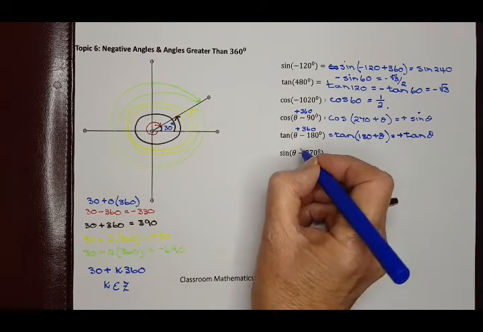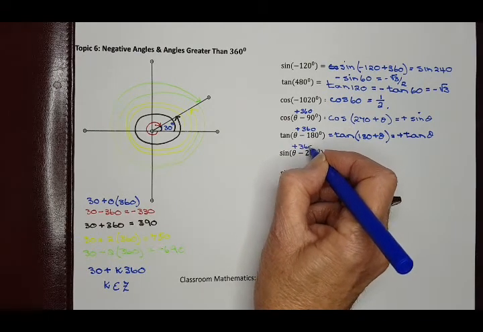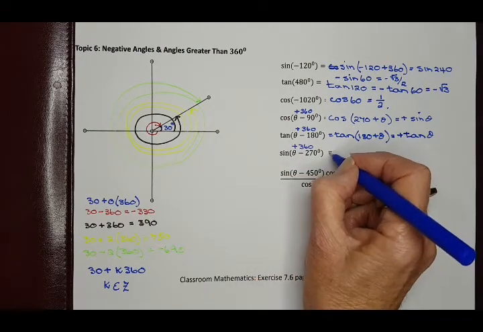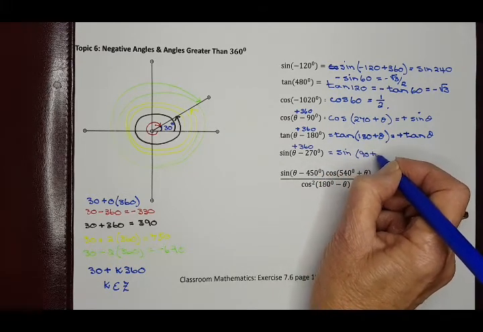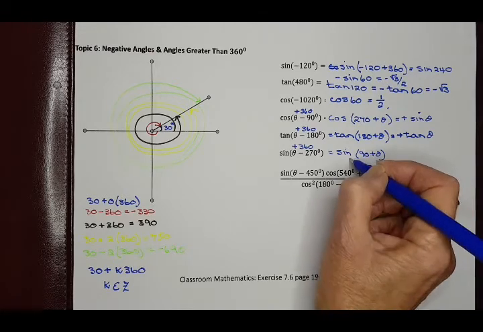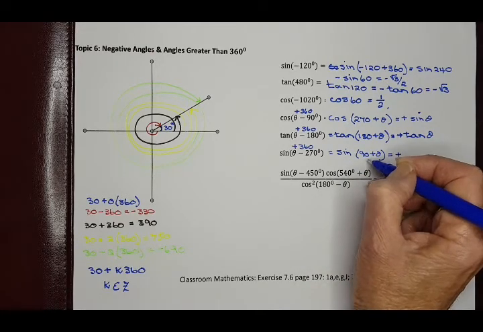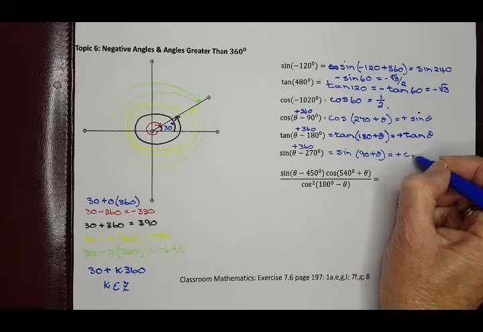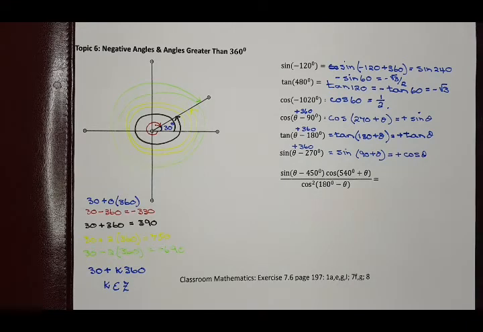Here again, it's negative. How am I going to cope with it? I'm just going to add 360 degrees, and that becomes sine of 90 plus theta. What quadrant? Second. What sign? Positive. What axis? Y. What ratio? I take the co-function, and my answer is cos.